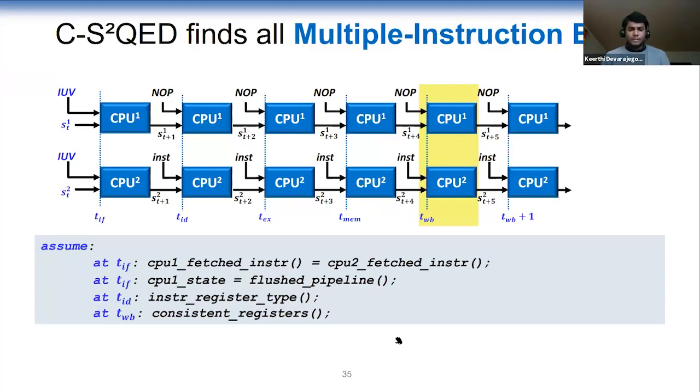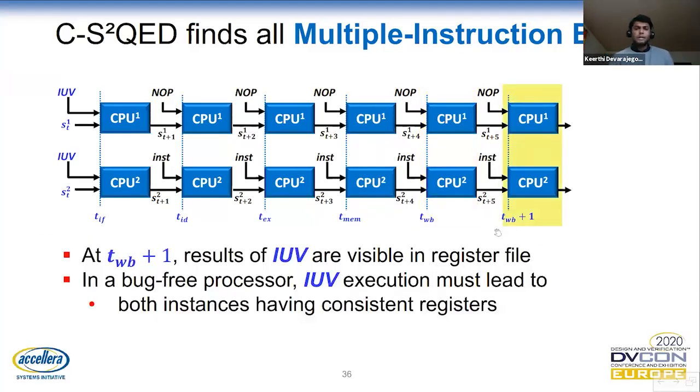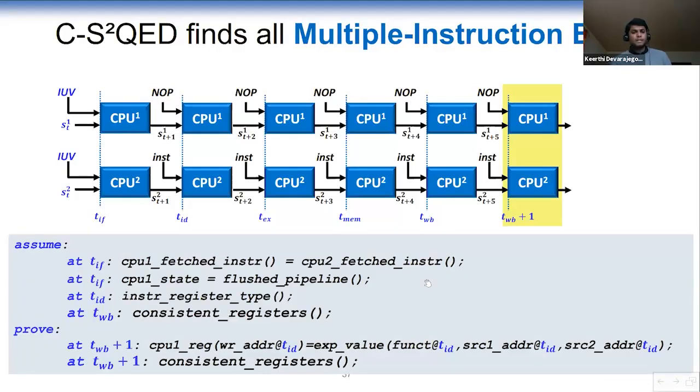So now, to complete this property, what should happen at time point TWB plus 1 when the results are actually visible in a bug-free processor? Because we assume that both CPU1 and CPU2 get the same operand values, even in the next clock cycle, they should again lead to the consistent state. And how do we capture that in a property? Again, it's the same macro, consistent registers, but instead of TWB in the assume part, we put it in the prove part, and we put it at the time point TWB plus 1. So now this is the whole property, and this is the C-S²QED property for the instruction class register type.